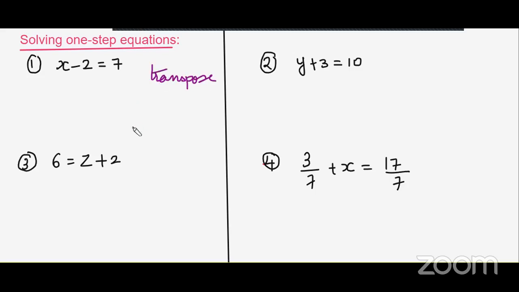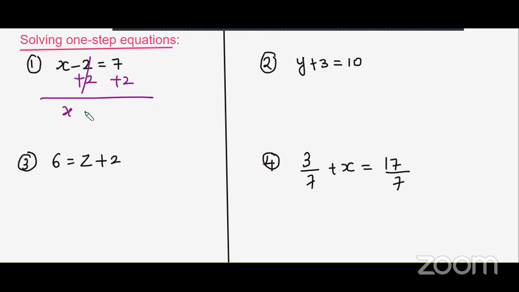Transpose or transposing means you are going to shift it. Transposition means change the position. Pose means position, and trans means changing the position. How do we do it? We actually shift the position of the 2 by adding 2 on both the sides. Right? So +2 and -2 will cancel off.